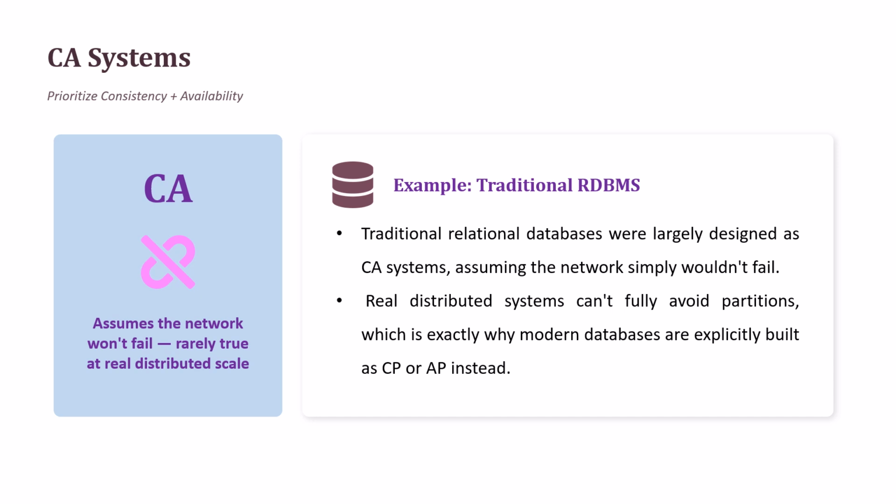Traditional relational databases were largely designed as CA systems, prioritizing consistency and availability, assuming the network simply wouldn't fail. In practice, real distributed systems can't fully avoid partitions, which is exactly why so many modern databases are explicitly built as CP or AP instead.